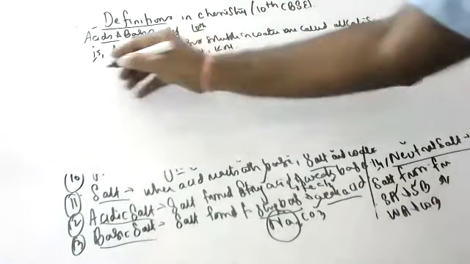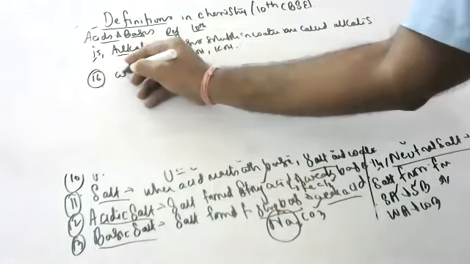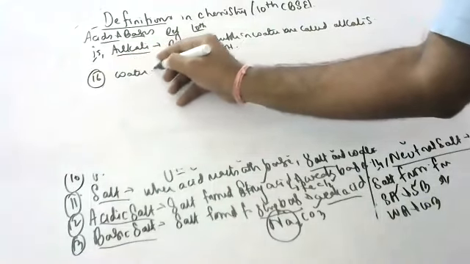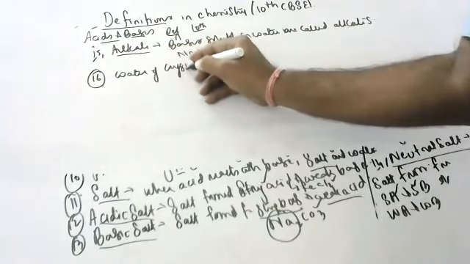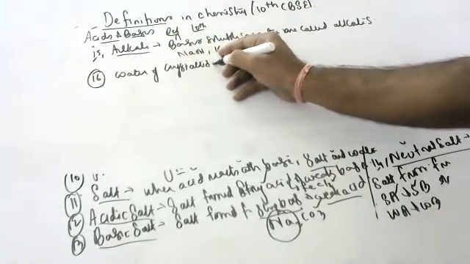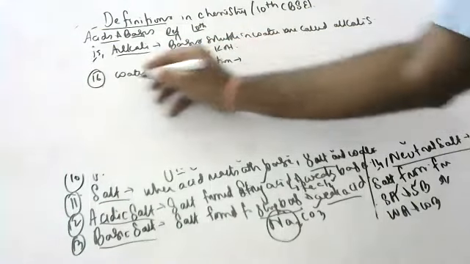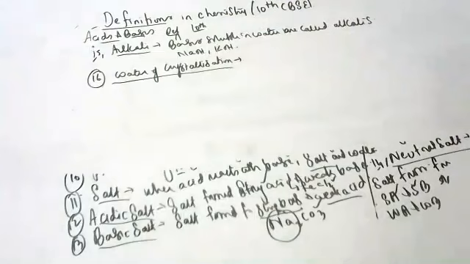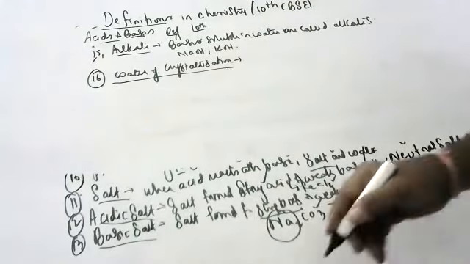Okay. Next, most important definition. It is never missed in board exams. Water of crystallization. Very, very, very important definition. It is the fixed number of water molecules for each formula unit of salt.